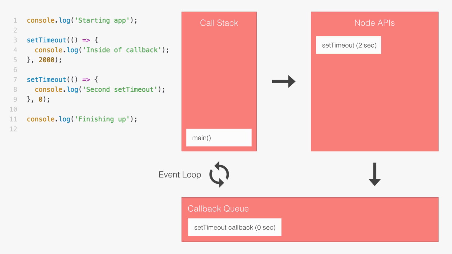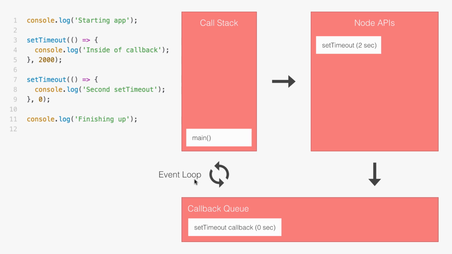Right here, we move the function down into the callback queue. Now the callback queue is where our callback functions are going to wait. They need to wait for the call stack to be empty. When the call stack is empty, we can run the first function. If there's another function after it, we're going to have to wait for that first function to run before the second one does. And this is where the event loop comes into play.